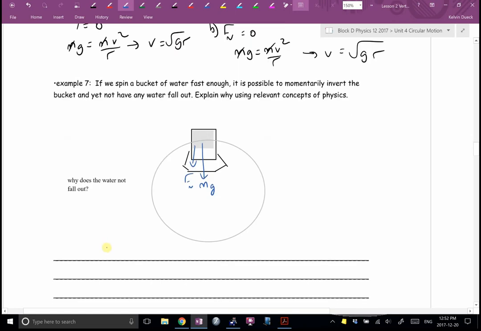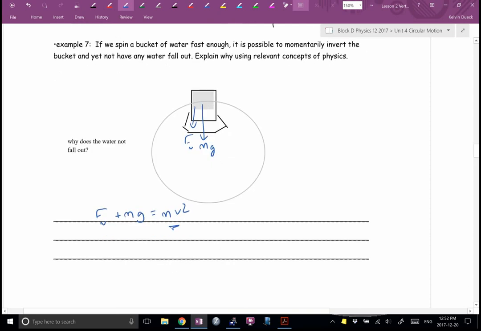Let's write an equation. What would the minimum safe speed be? What would change in this equation? Your hint is we just did it. Okay. Minimum speed means that the normal force equals zero. So we get this: mg equals mv squared over r. Oh, good gosh. v equals the square root of gr.